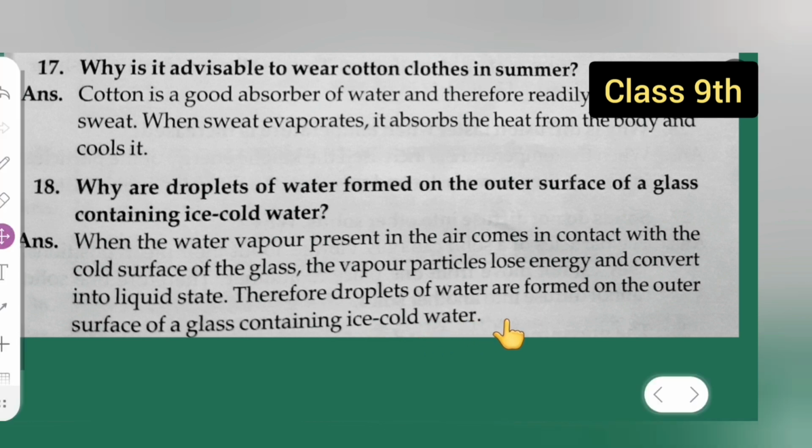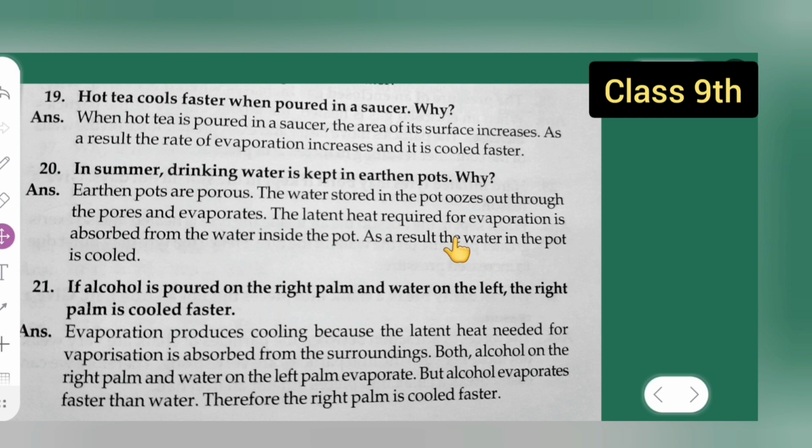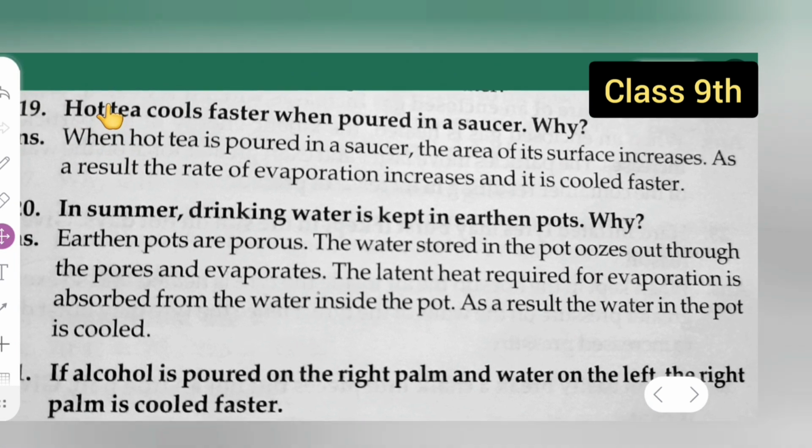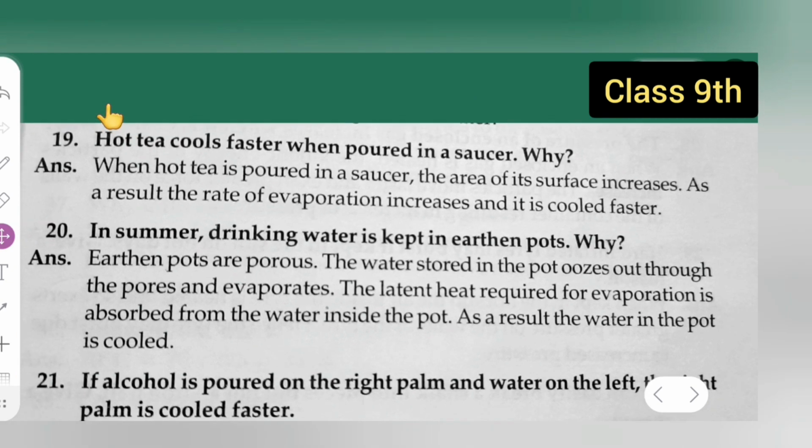Okay. Moving towards the next question, that is question number 19. Why does tea cool faster when poured in a saucer? When hot tea is poured in a saucer, the area of its surface increases.